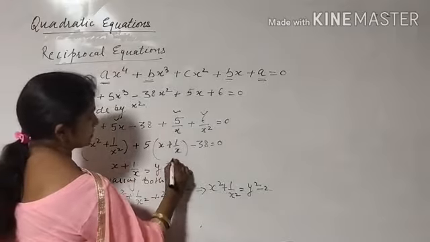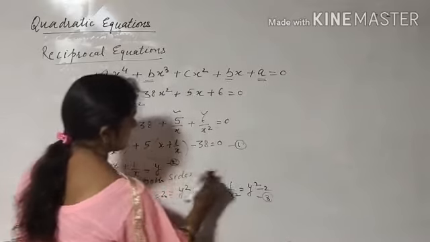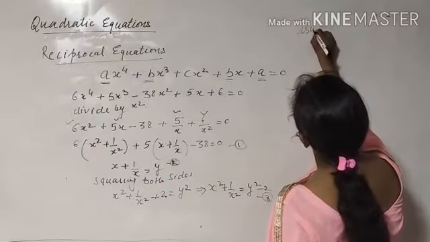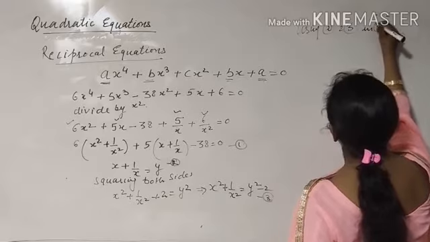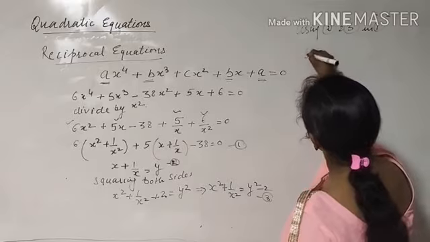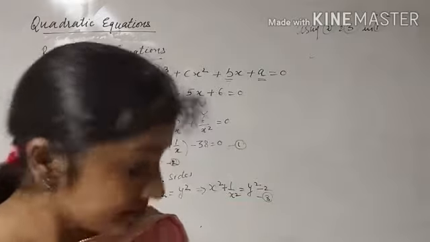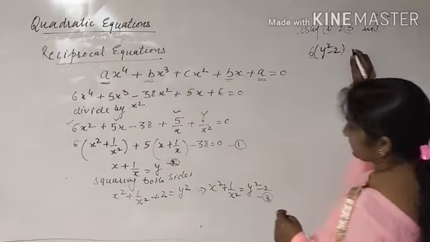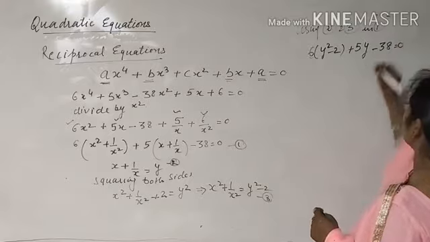Now put these two values. This is suppose 1, this is suppose 2 and this is 3. Now use 2 and 3 in 1. Using 2 and 3 in 1, what we have? We have 6 into y square minus 2 plus 5 into y minus 38 is equal to 0.